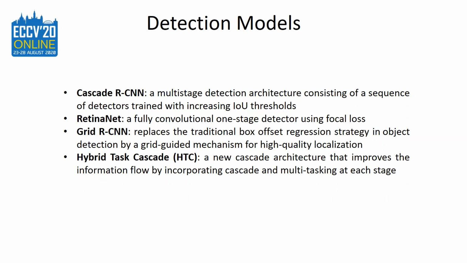Grid RCNN replaces the traditional box offset regression strategy in object detection by a grid-guided mechanism for high-quality localization. Hybrid Task Cascade is a new cascade architecture that improves the information flow by incorporating cascade and multitasking at each stage and leverages spatial context to further boost the accuracy.